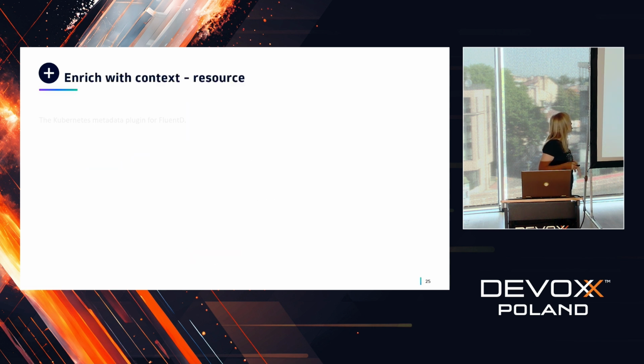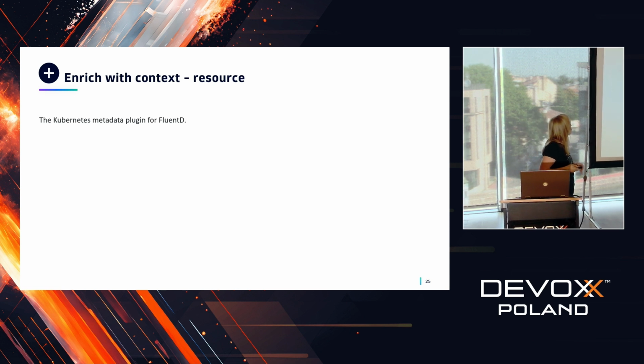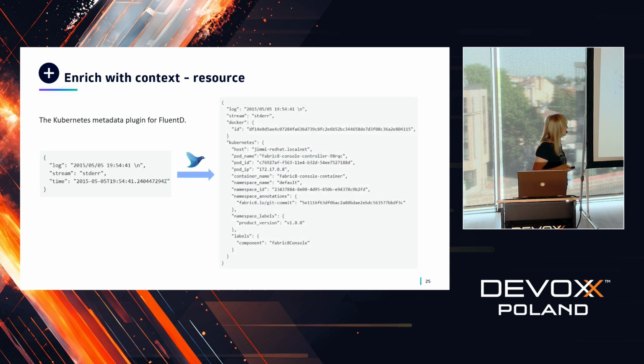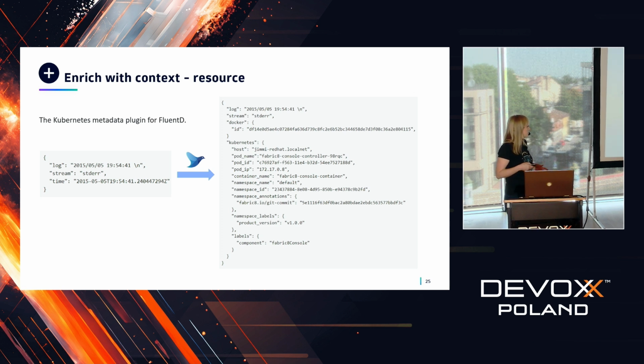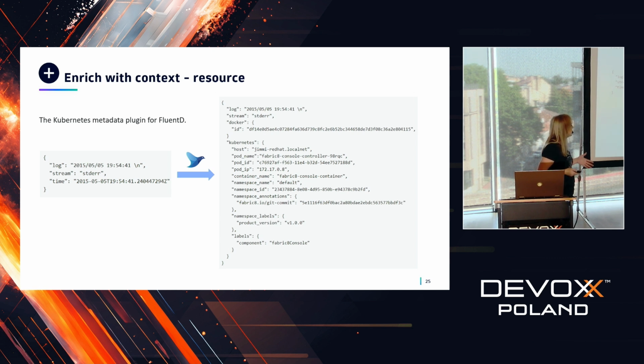So what is resource context? Resource context is basically information about the source that sent the logs to us. And here we have an example of a log and an example of the Kubernetes metadata plugin for FluentD that extended our log with information about the host, pod, and namespace. So we can use this information further to, for example, create metrics based on it or for filtering our log.